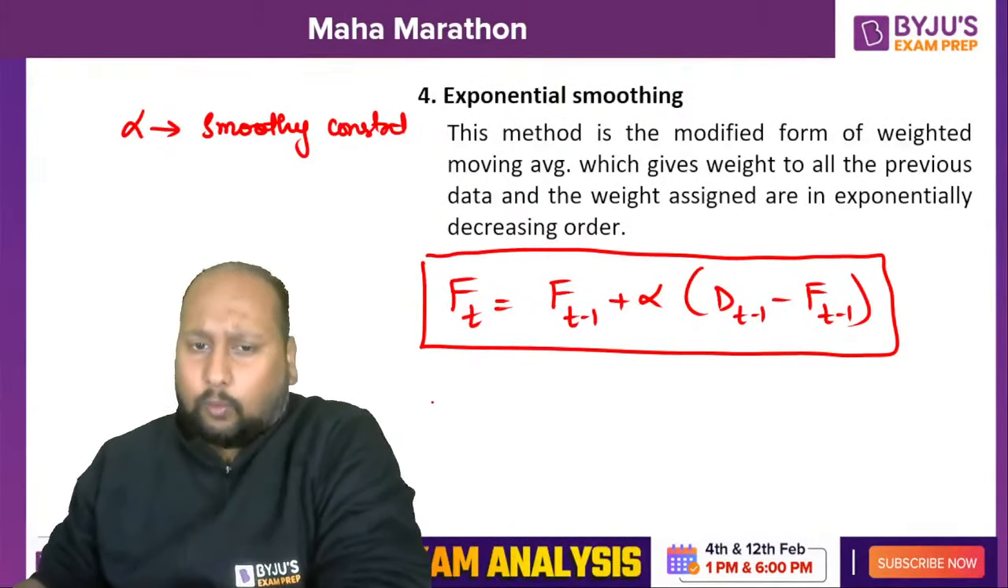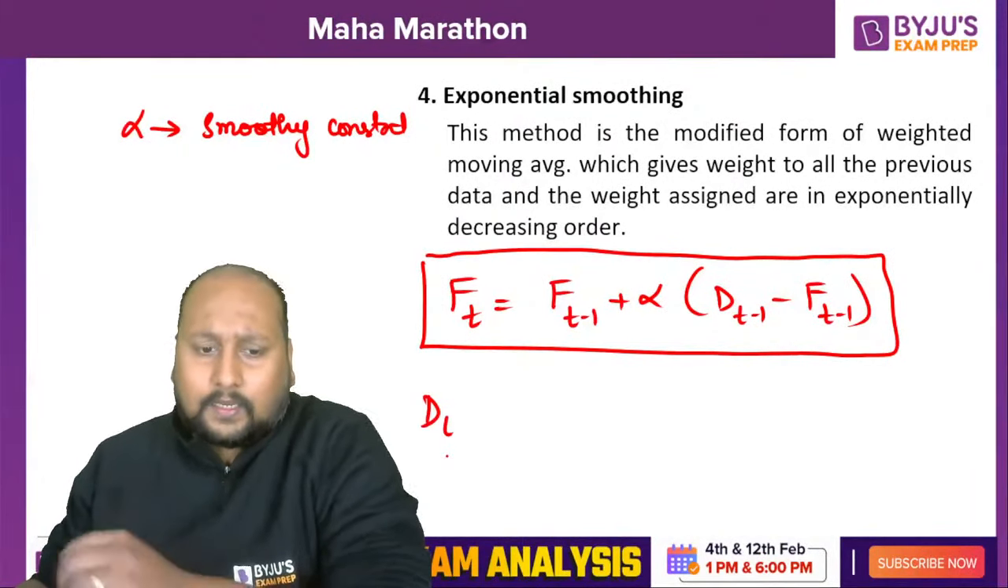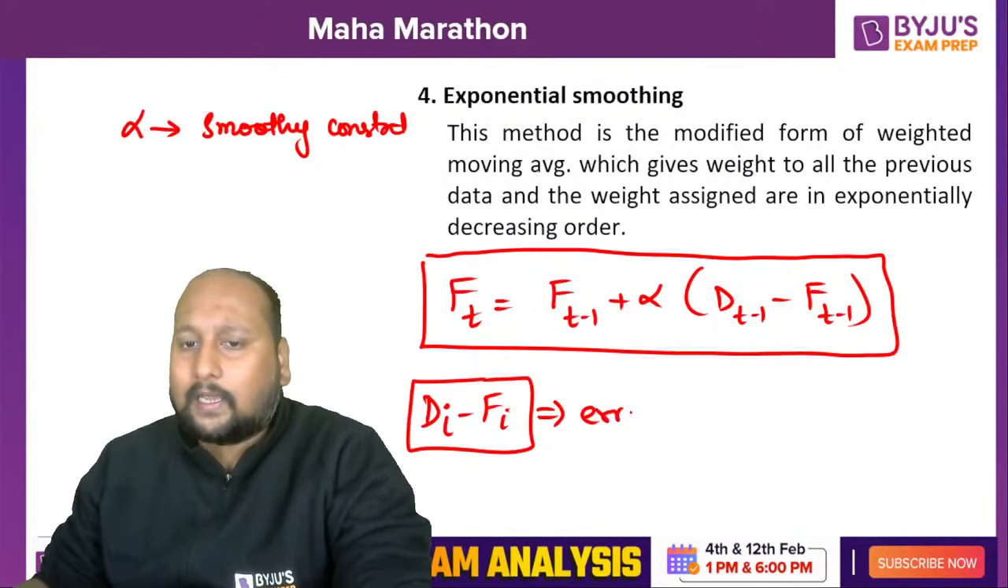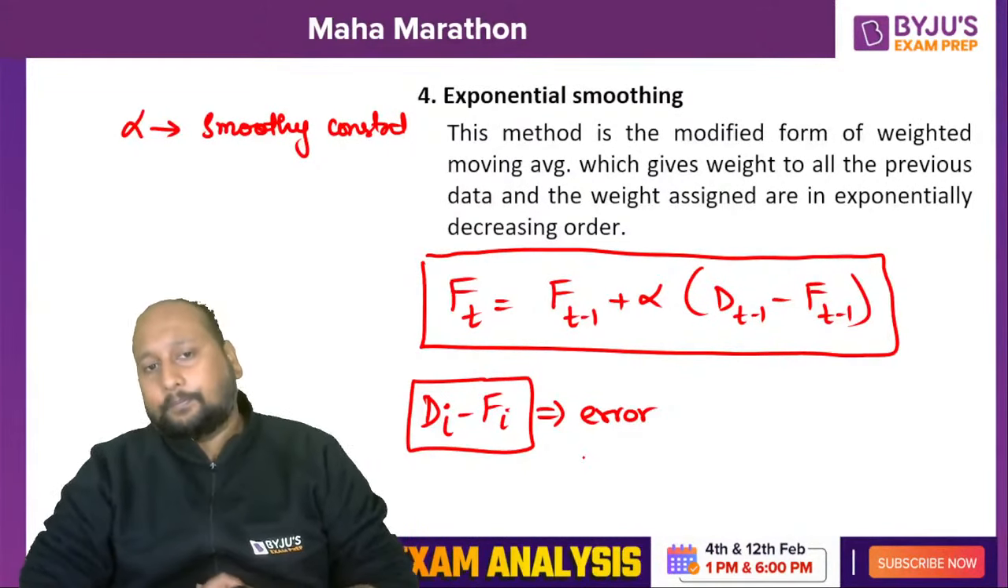And what is this? Let's say di minus fi for any time period. I can say this is nothing but error. We call it the error for that particular time period.